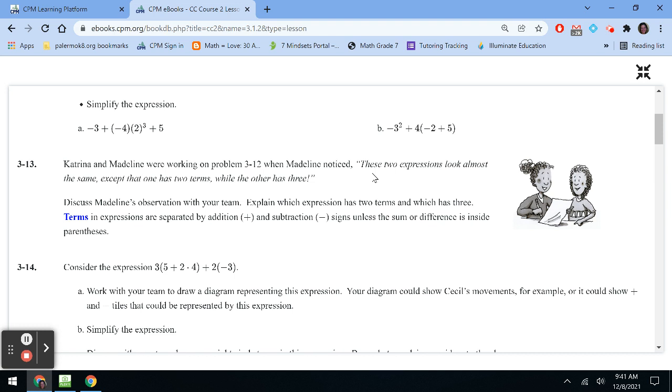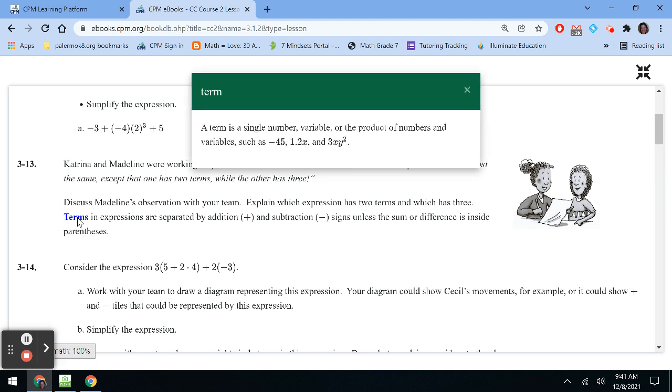313 says Katrina and Madeline were working on problem 312 when Madeline noticed these two expressions look almost the same, except for one has 2 terms, while the other has 3. Discuss Madeline's observation with your team. Explain which expression has 2 terms and which has 3. And then it gives you the definition again. This is the 3rd time that this definition's been provided for you in these 2 lessons, just so that you're aware. And again, if I ever come across a blue hyperlink word like this, I can open it and it will give me a definition.